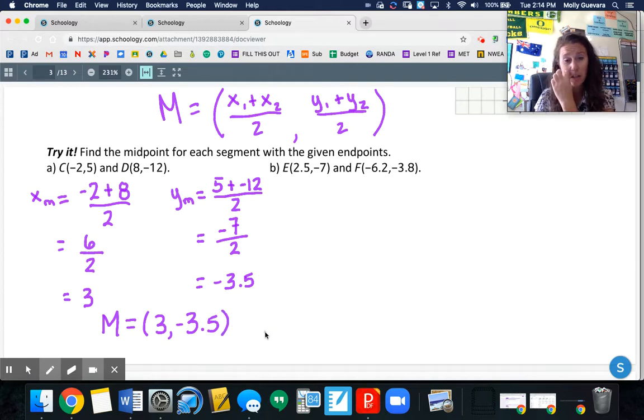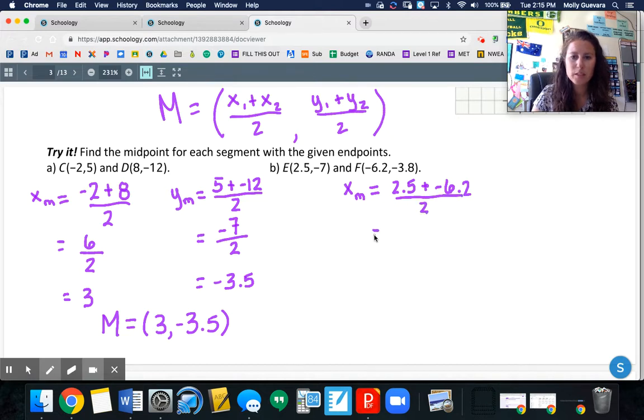And that's it. Hopefully this is making sense a little bit. We have one more to try here. To find the x-coordinate of the midpoint of line EF, we take our first x, which is 2.5, and add our second x, which is -6.2, and divide by 2. So 2.5 plus -6.2 is -3.7 over 2. And if I divide that, I get -1.85.